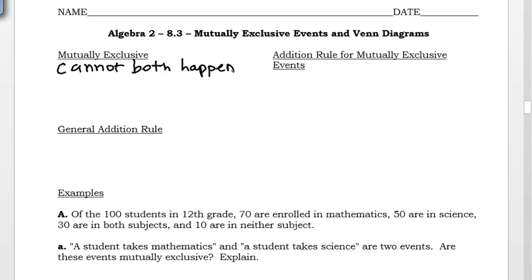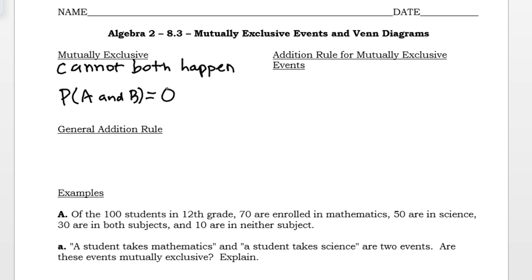So the easiest example I can think of is if you are looking at a bag of M&Ms, and I say, what's the probability that I pull out a single M&M and it is both red and blue at the same time? That probability is zero. It can't be both red and blue. It's either red or blue. The probability of both is zero.